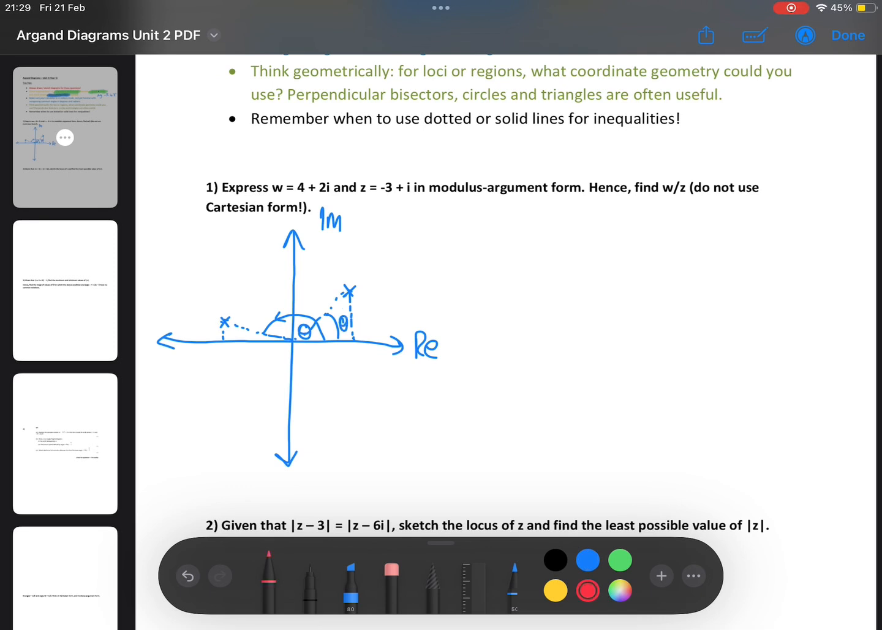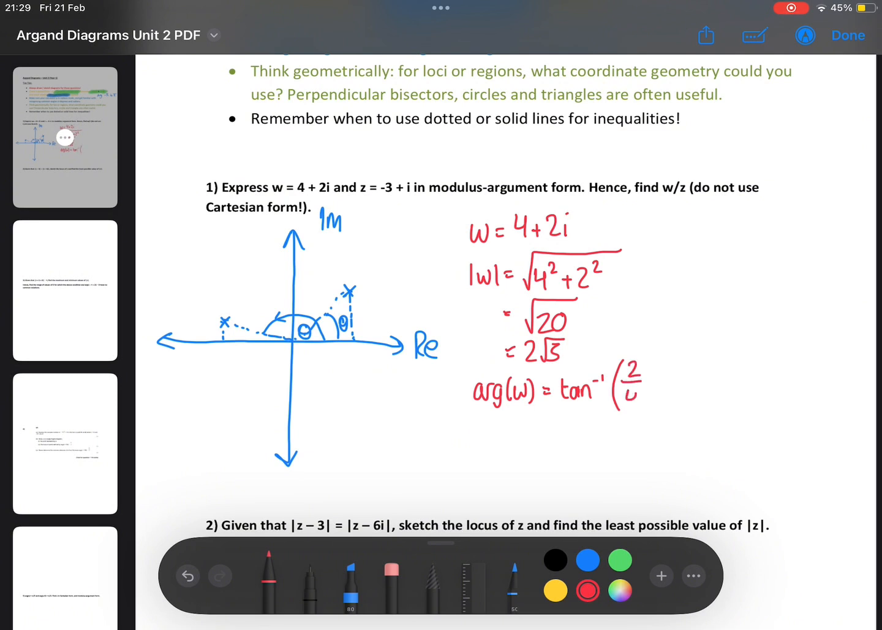So for w equals 4 plus 2i, we start by finding the modulus of w, which is the square root of 4 squared plus 2 squared, which is root 20 or 2 root 5. And the argument of w is going to be inverse tan of 2 over 4. And remember to have your calculator in radians mode for this. So arctan of a half is 0.464 radians.